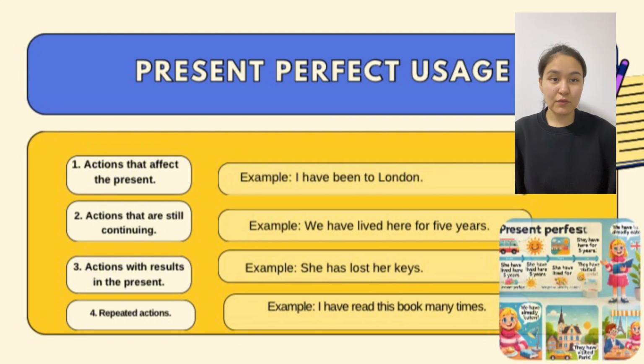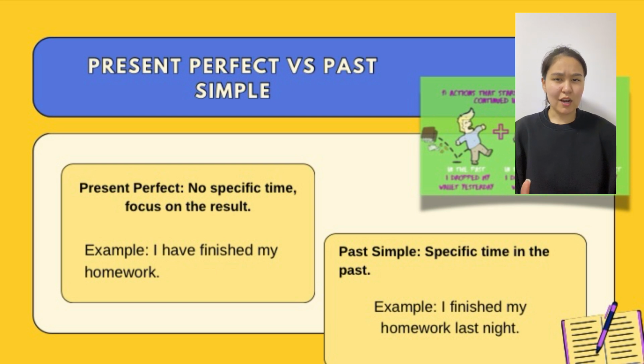And present perfect versus past simple. I know this is a hard topic for you, but this is easy peasy lemon squeezy. Present perfect doesn't have specific time, but focuses on the result. But past simple, specific time in the past. For present perfect example, it's I have finished my homework. Did you see the difference between them? For past simple example, I finished my homework last night. The key word is last night for past simple.